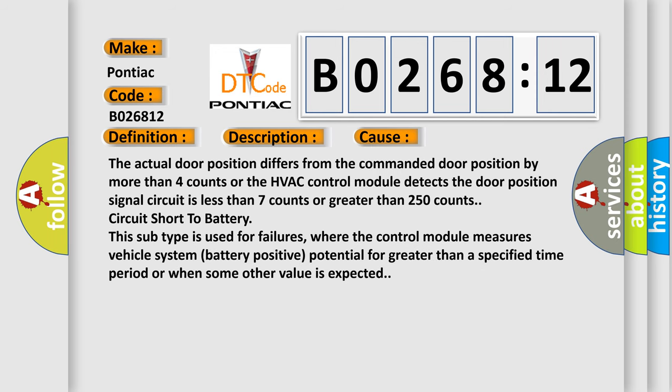The actual door position differs from the commanded door position by more than 4 counts, or the HVAC control module detects the door position signal circuit is less than 7 counts or greater than 250 counts. Circuit short to battery: this subtype is used for failures where the control module measures vehicle system battery positive potential for greater than a specified time period or when some other value is expected.